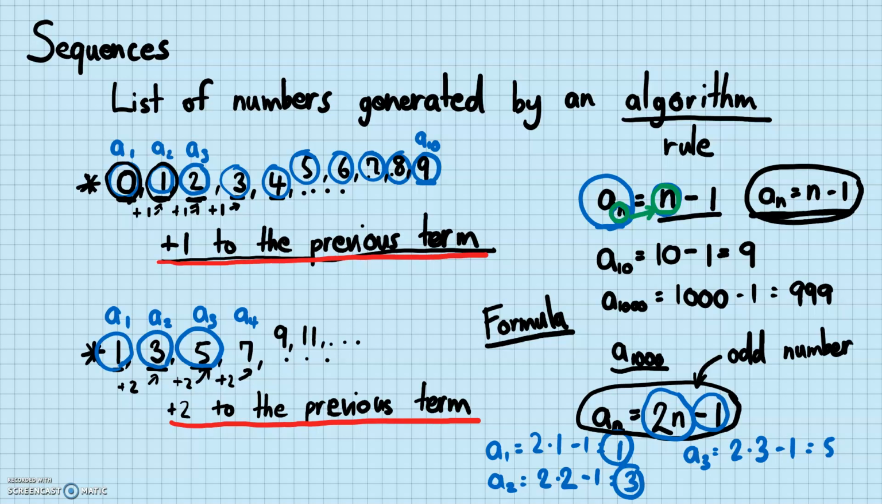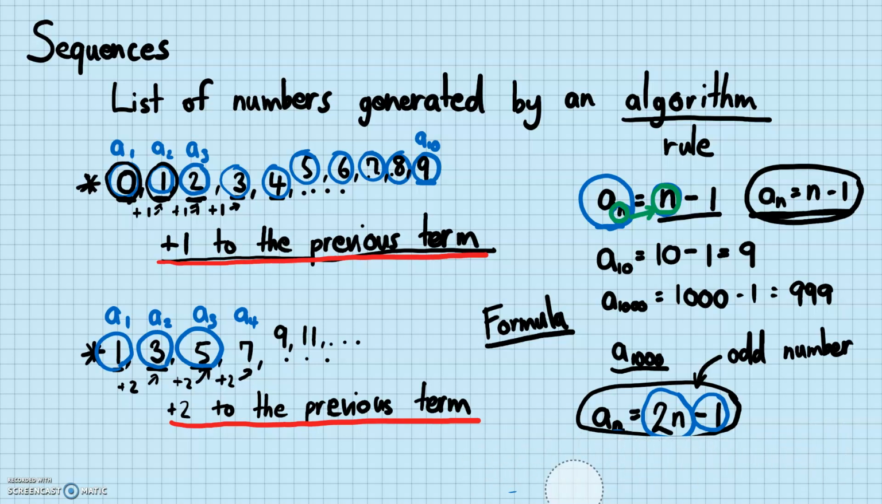So now that we have the algorithm, we can deduce what the 1000th term would be. So let's erase this part here for our workspace. So a sub 1000 is going to equal 2 times 1000, our n is 1000, minus 1. So that would be 2000 minus 1, which is going to be 1999. Because we know the algorithm, we can find our 1000th term. Our 1000th term in this sequence is going to be 1999.